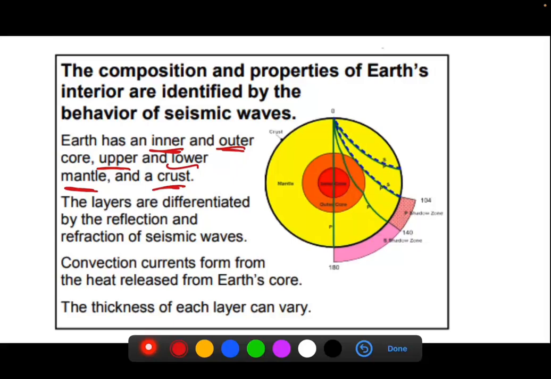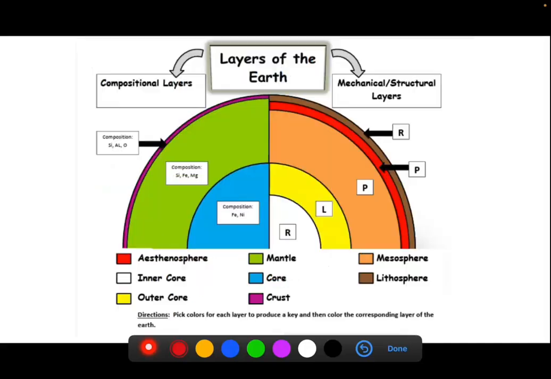Remember, those P waves can go through everything. They just go slower through the liquid outer core, but the S waves have to be reflected. So S waves have a larger shadow zone. That's this area right here. Convection currents form from the heat released from the Earth's core, and the thickness of each layer can vary.